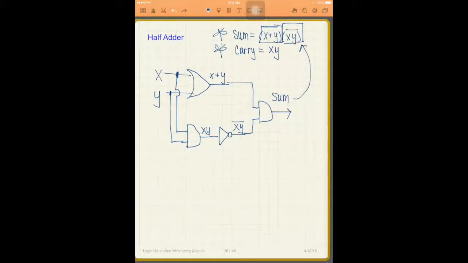Okay, remember the carry? The carry is x and y, and we already have that, x times y here. So we're going to take that, and let me put the node here so that we're tapping into the x times y, and we're going to send it out as our carry out. Okay, and that is the half adder.